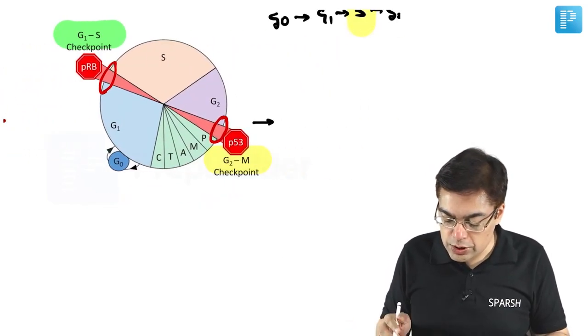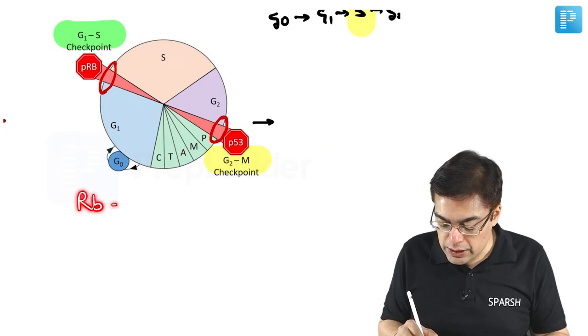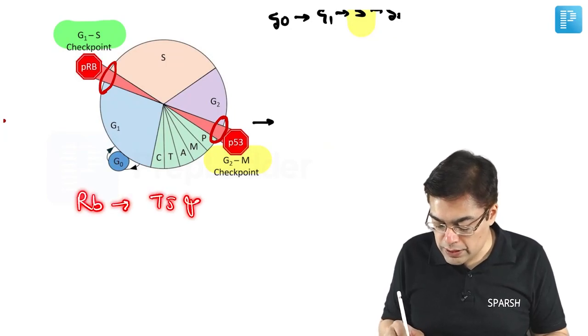Now, under normal circumstances, we are aware of the fact that the RB gene is an example of a tumor suppressor gene.